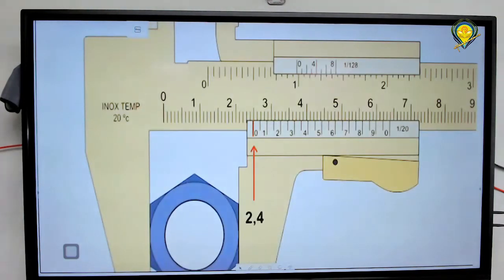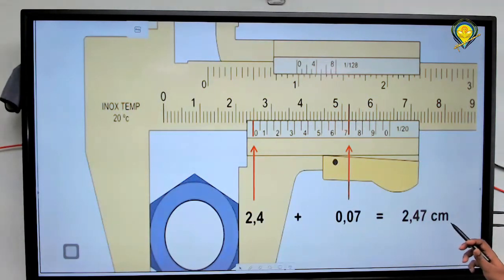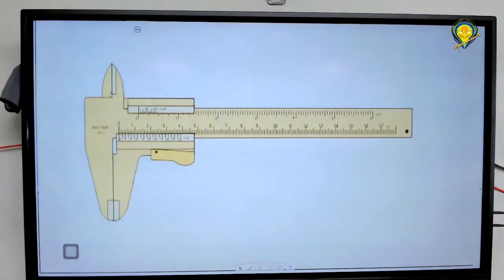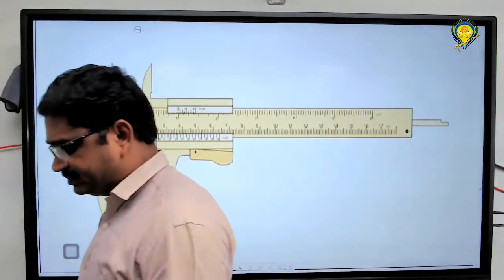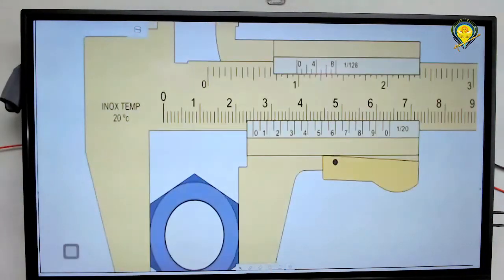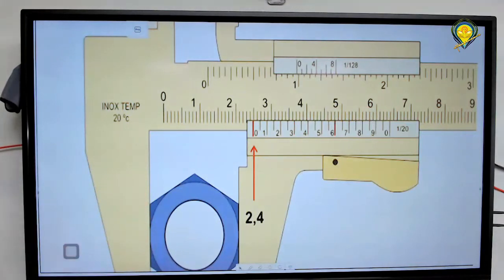So main scale reading is how much? 2.4. Vernier coincidence is 7. Multiply with least count, then it becomes 0.07. So total reading is 2.47 centimeters. 2.47 centimeter is the total reading. So this is the basic measurement of any length or diameter of an object by using vernier calipers. Is this clear?